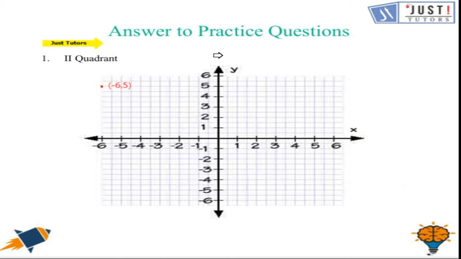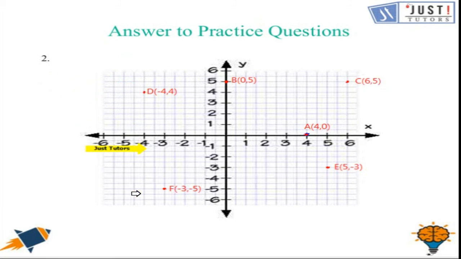This is your answer to question number 1. The quadrant is the second quadrant and the point will be located here like this. On the next slide, we have the answer for question number 2. Like this, all points are plotted here. These are your points A, B, C, D, E and F. If all your answers are correct, then very well done.